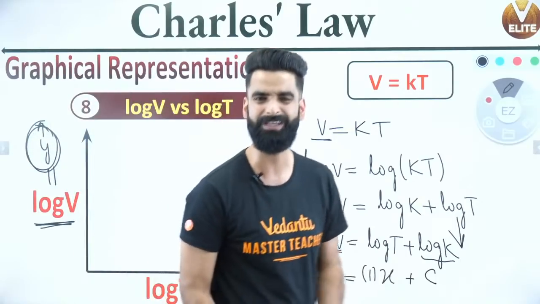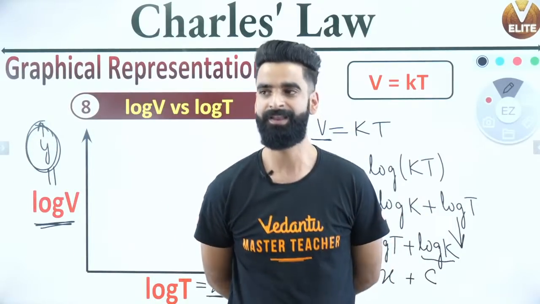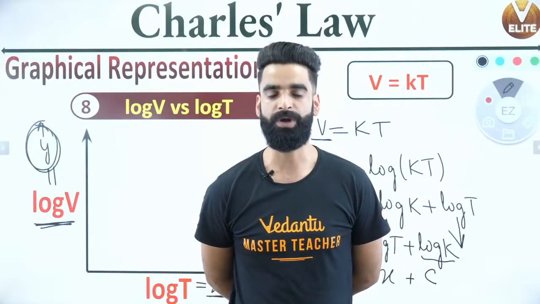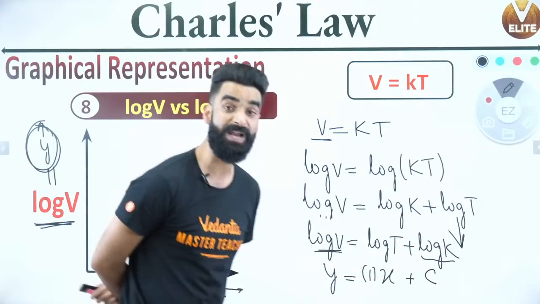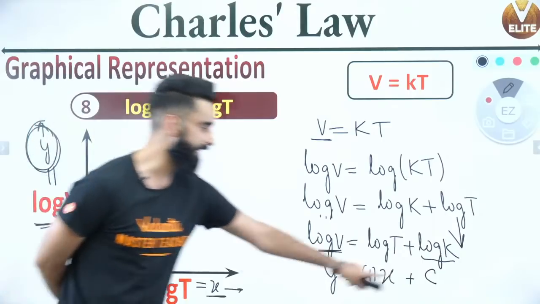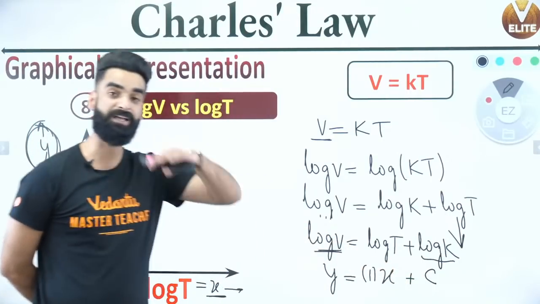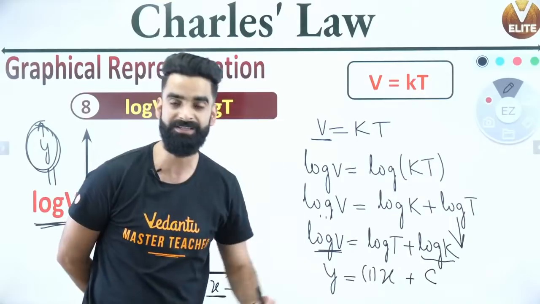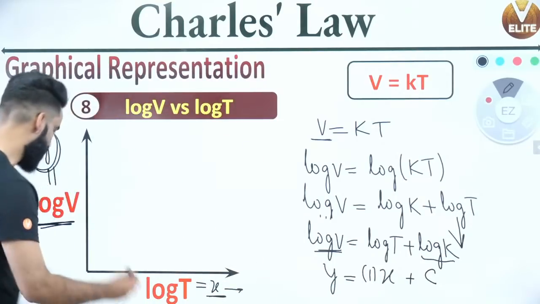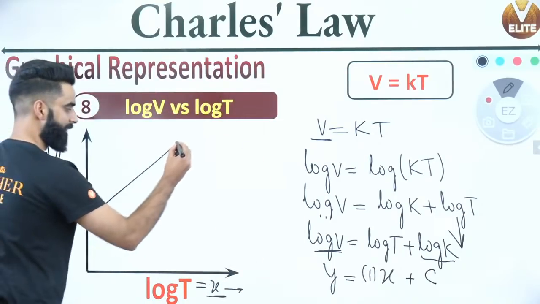You all know it. Y is equal to mx plus c. It's a straight line. Will the straight line pass through origin? No way, because I've got the intercept with the positive sign. That means the curve is going to start above the origin, right? Very, very simple. So the curve is going to be like this.